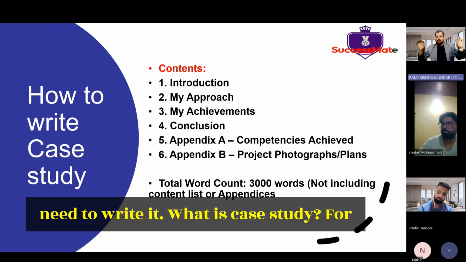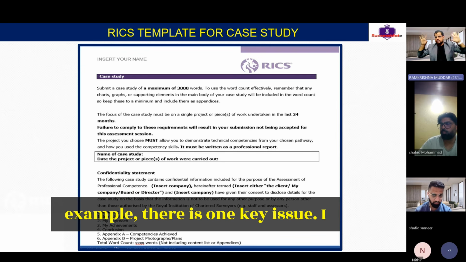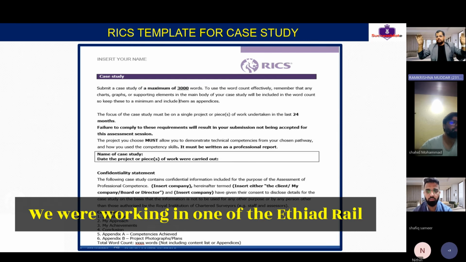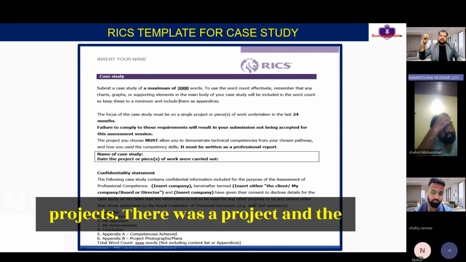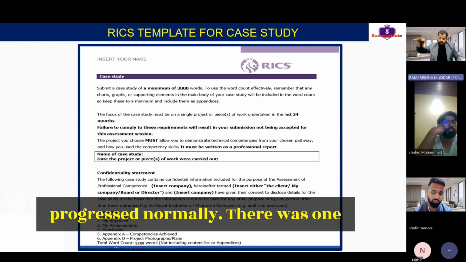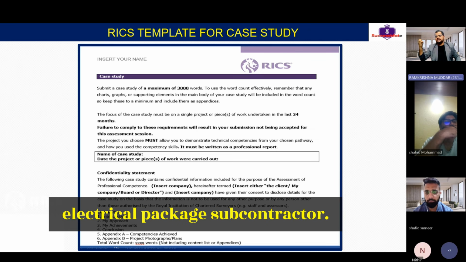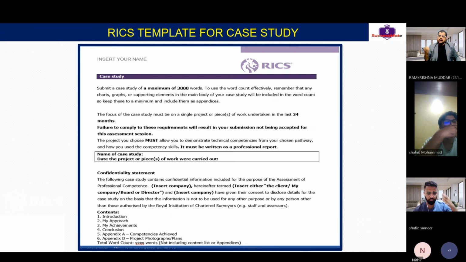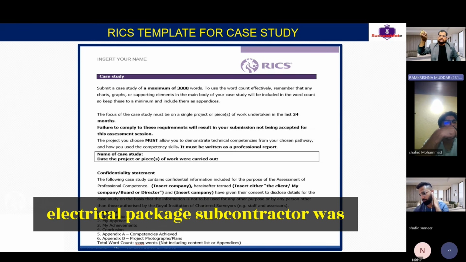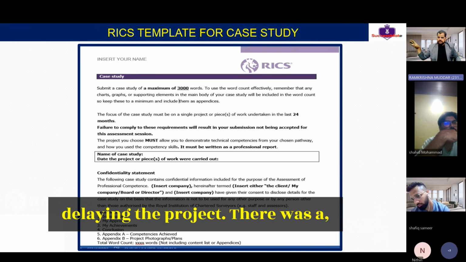What is a case study? For example, there is one key issue. I will give one example where we were working on one of the Etihad Rail projects. There was a project and the commercial manager, the project progressed normally. There was one electrical package subcontractor. During the course of the project, that electrical package subcontractor was delaying the project.